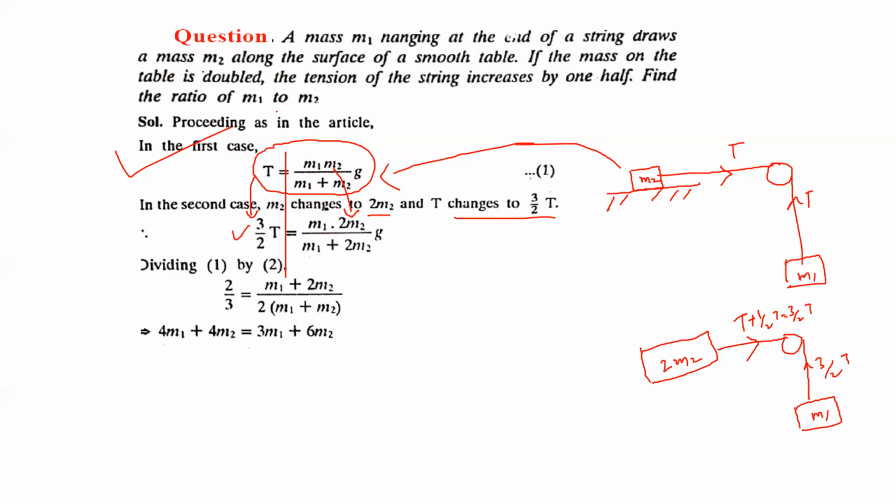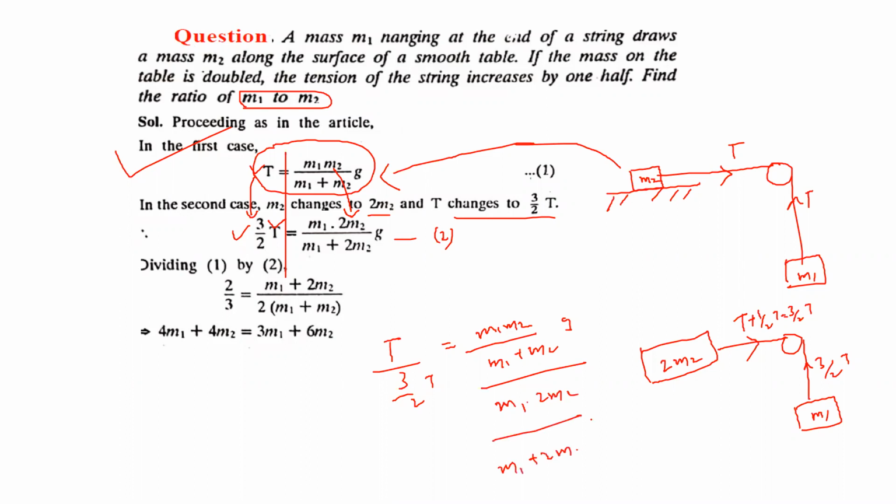So now what we have to find? We have to find the ratio of m1 is to m2. In both the equations, T is common, so dividing them, we get T upon 3/2 T equal to m1 m2 upon m1 plus m2, g upon m1 into 2 m2 upon m1 plus 2 m2, g.